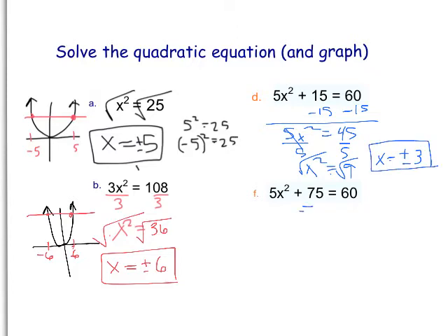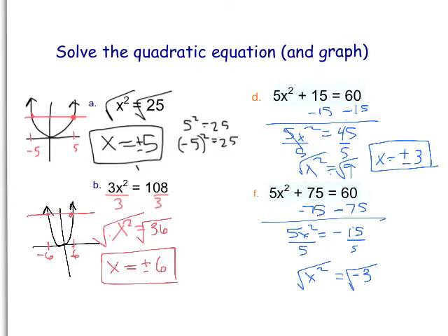Last one, if we subtract 75 on both sides, 5x squared equals negative 15. Divide both sides by 5. x squared, sorry about that, equals negative 3. And when we try to do the square root of a negative number, your calculator will tell you that there is no solution, because nothing squared could possibly equal a negative number. So we will write that there is no solution.